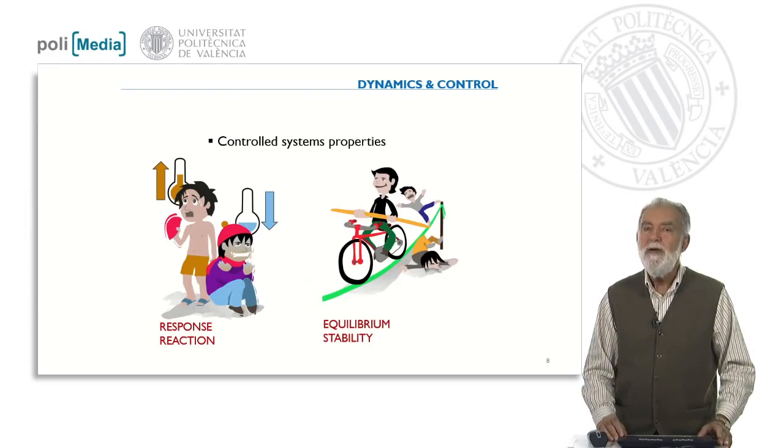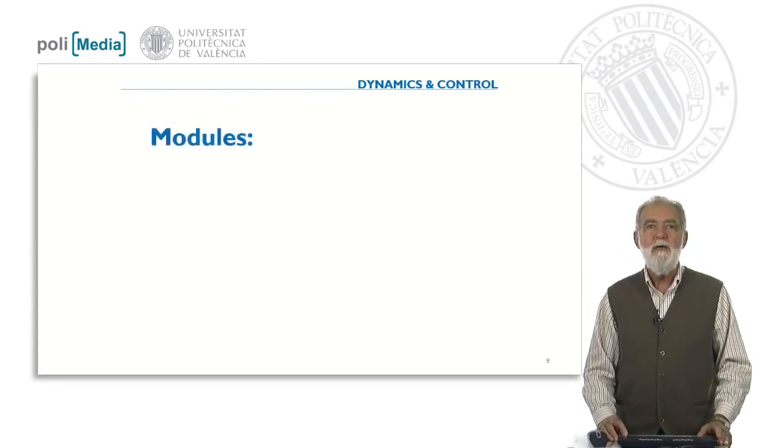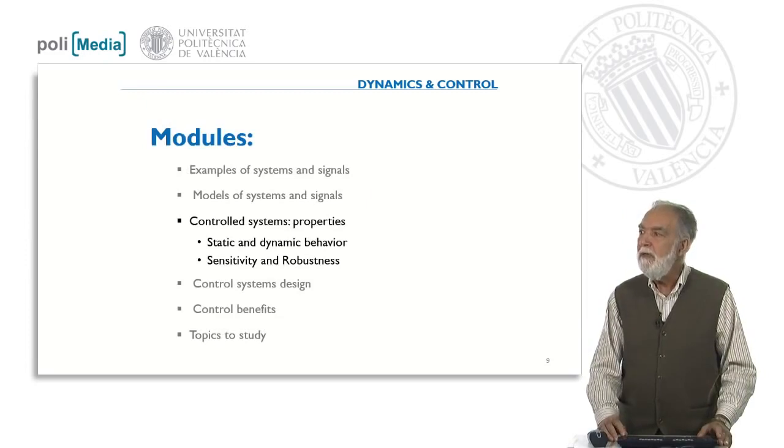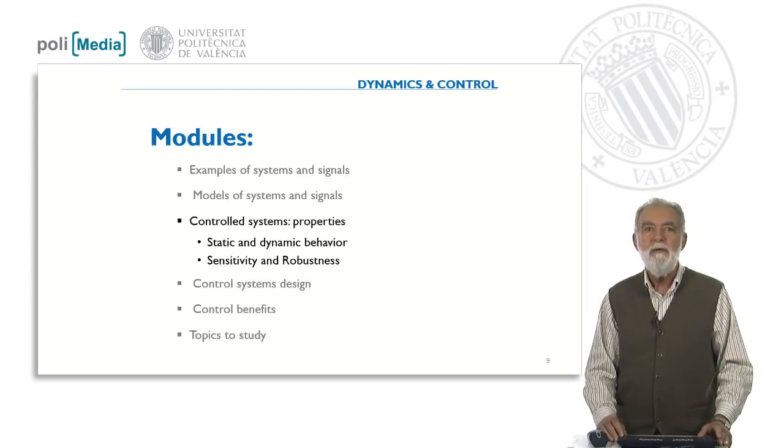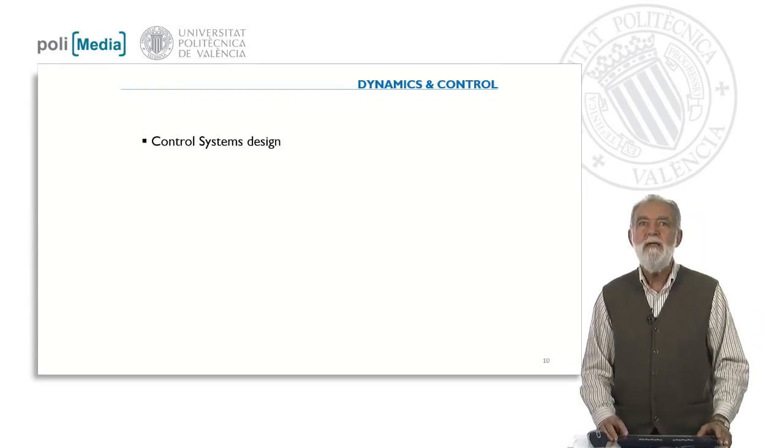One of the very important properties of systems when they are controlled is stability. If you look at this boy on a bicycle, of course this is a system, and he is acting in such a way that he keeps the vertical position over the string. So stability is not always so funny like here, but it is very important in all systems. We will have a module about the static and dynamic behavior of systems, and about the sensitivity and robustness of dynamic systems. Then we will see how we can design control.